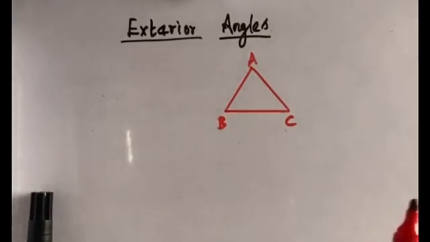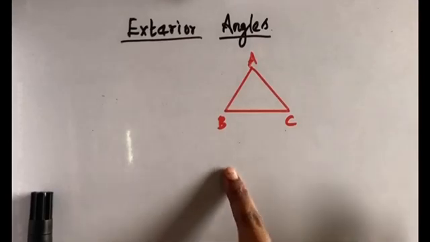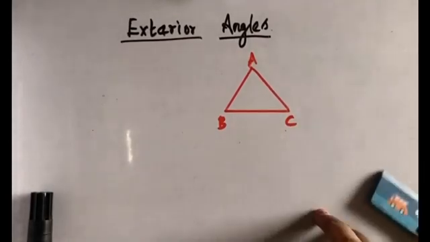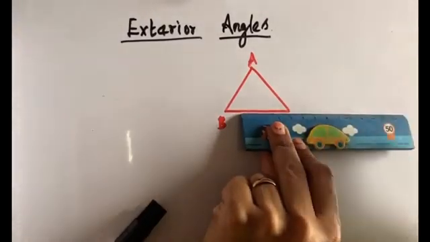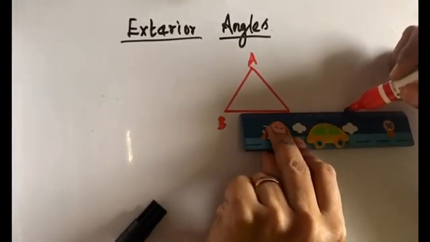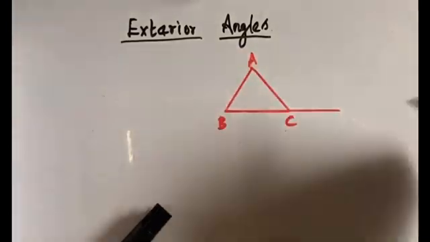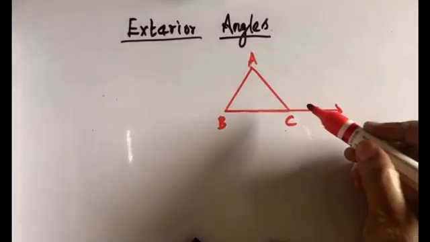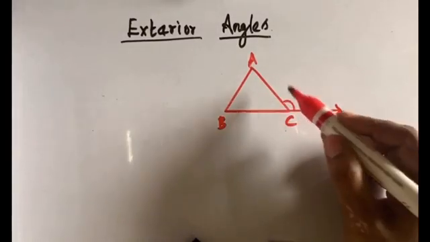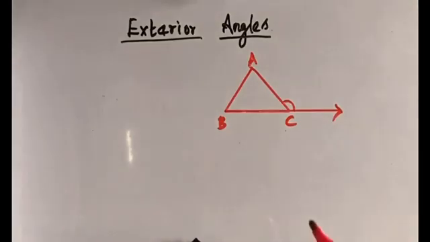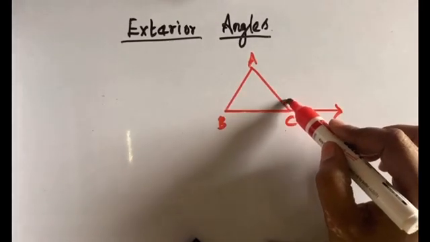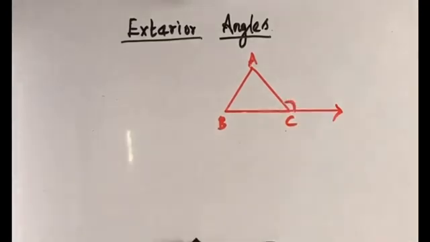Exterior angles. Now we are going to learn another important property of a triangle. So, if we extend any side of a triangle, for example, I extend this side BC. Okay, I extended this side BC. So, an angle formed here with this side of the triangle and the straight line, this angle is known as the exterior angle of a triangle.